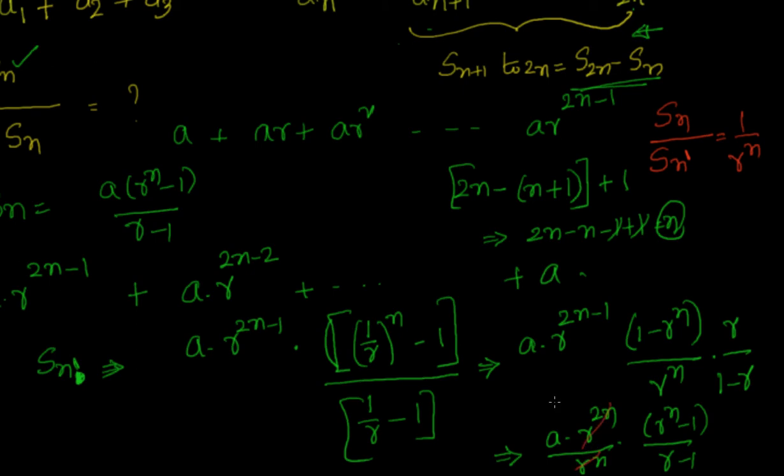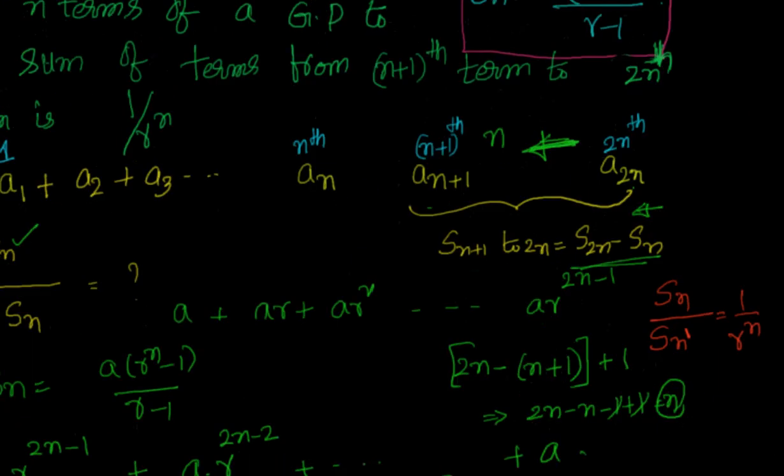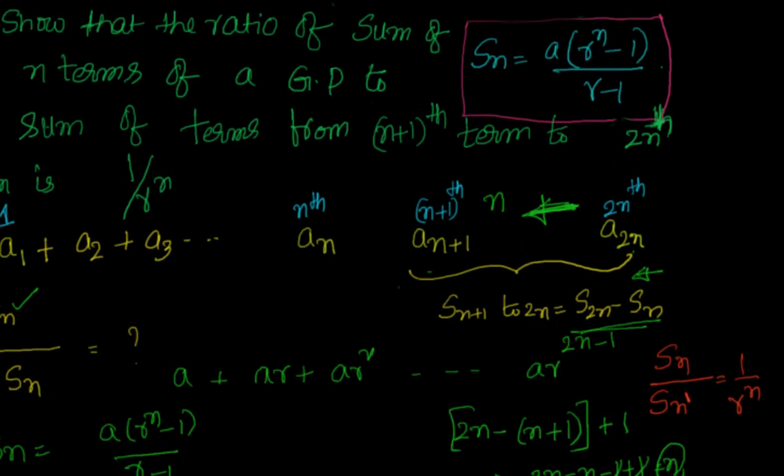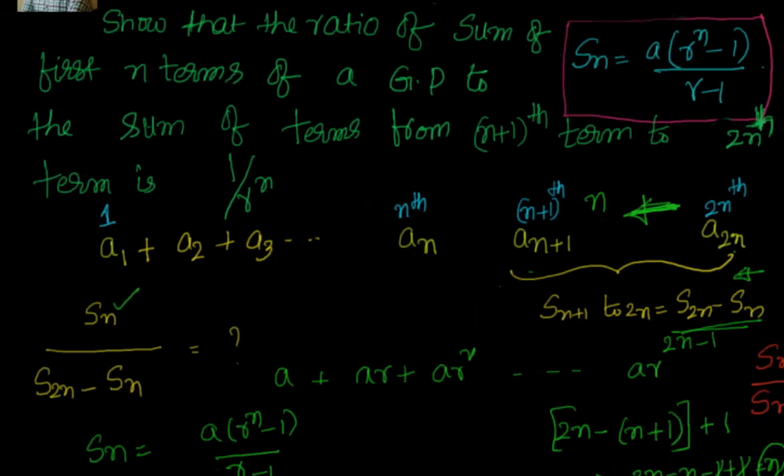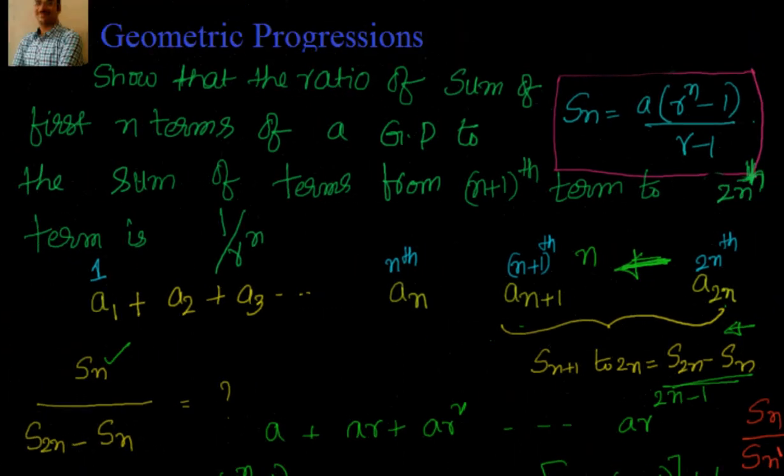You can see here, if you take r to the power of n out, a into r to the power of n minus 1 by r minus 1 is nothing but, let me write it like this, r to the power of n into S of n. Therefore, S of n dash divided by Sn is nothing but 1 by r to the power of n. So that's how you can solve this problem in two ways. Let's do one more example.